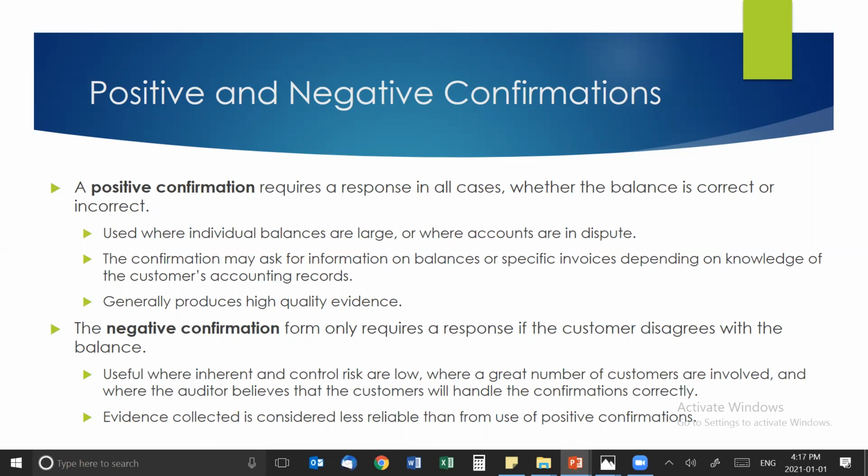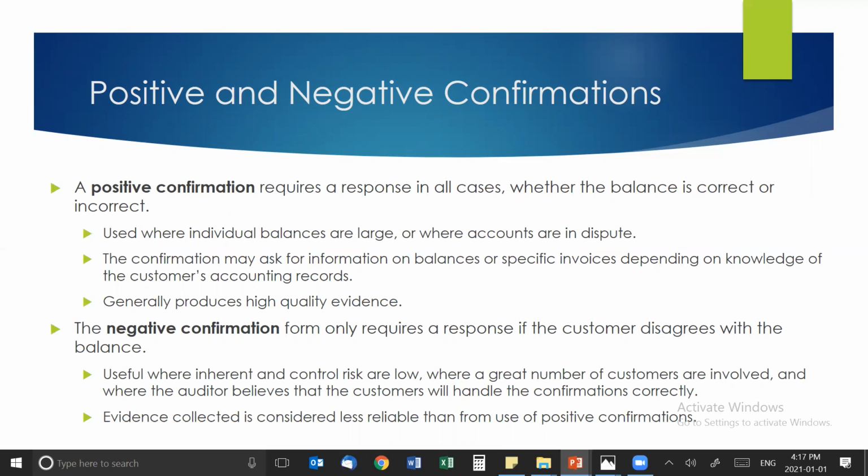So it says, state what your balance is that you owe company A, B, and C. And then we would take that and compare it with what the AR balance is. A negative confirmation only requires a response if a customer disagrees with the balance. So it will say, the balance that you owe company A, B, and C is 100,000. Provide us a response if this is not correct.